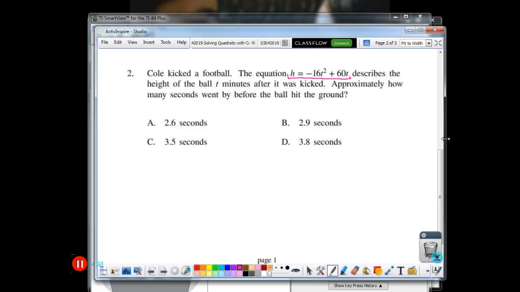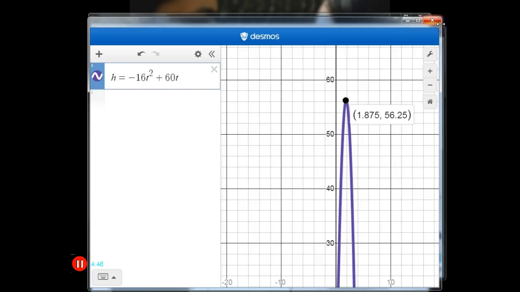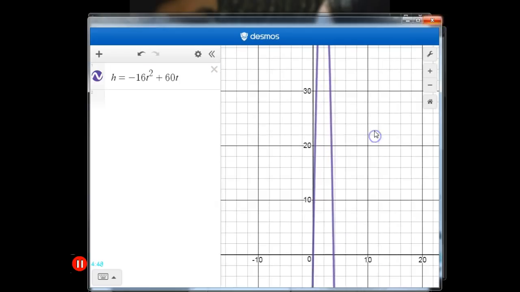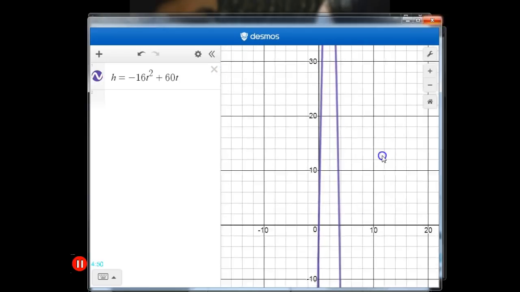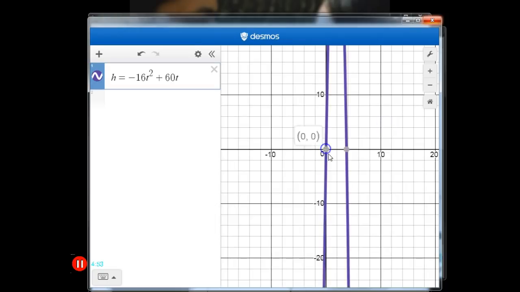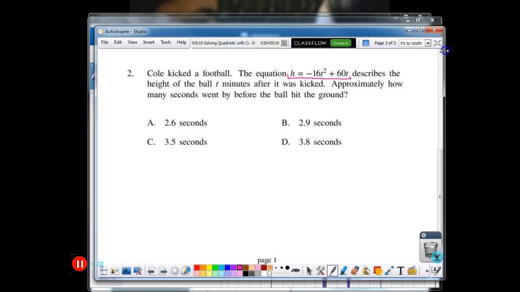And they want to know how long it took, right? How many seconds went by. Okay, so if you look at this, so it started at 0 seconds, right? So imagine this is the ground, right? It goes up and then it comes all the way back down 3.75 seconds later. Alright, so it took 3.75 seconds, which is D.